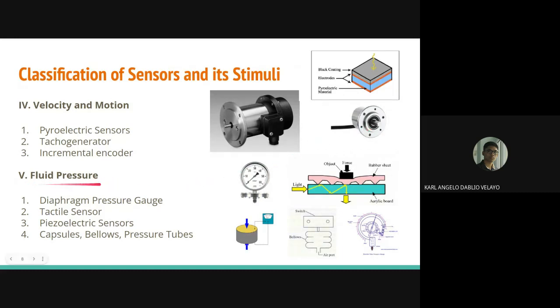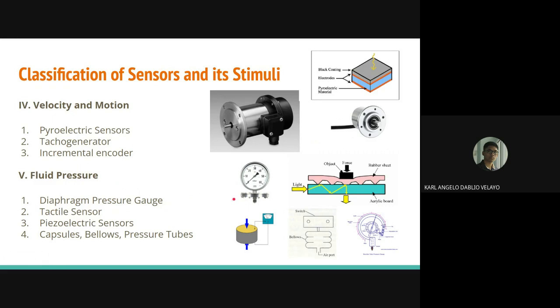Now to the next category, sensors for fluid pressure. So for this category, first we have the diaphragm pressure gauge. So this is the diaphragm pressure gauge. So it is a device that utilizes the deflection of a flexible thin membrane called the diaphragm to measure the pressure of the fluid in a system.